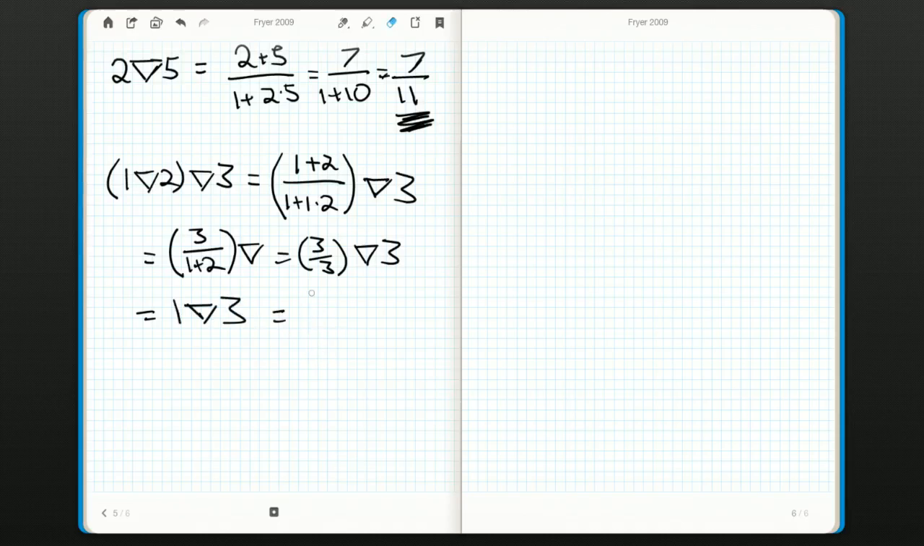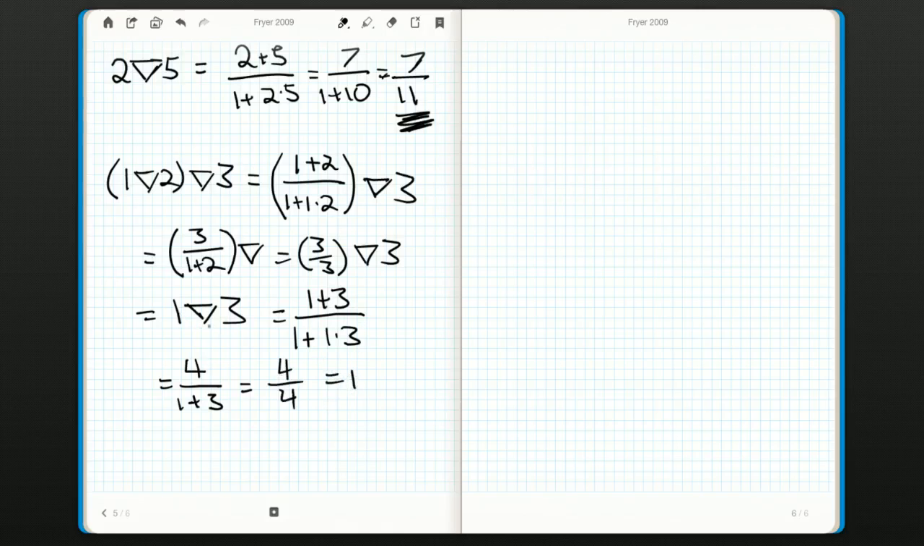So 1 triangle 3. Well, what does triangle mean? We do 1 plus 3 over 1 plus 1 times 3, which is equal to 4 over 1 plus 3, which is 4 over 4, which is equal to 1. So I'm guessing that 1 triangled with anything is probably going to end up being 1, which is pretty cool. It certainly looks like that's what's going on.